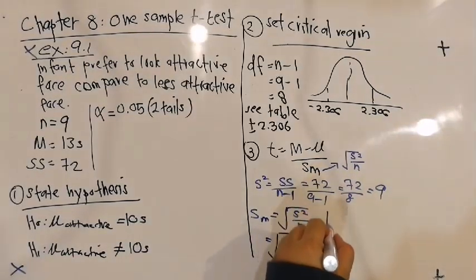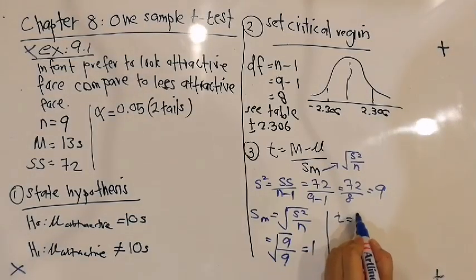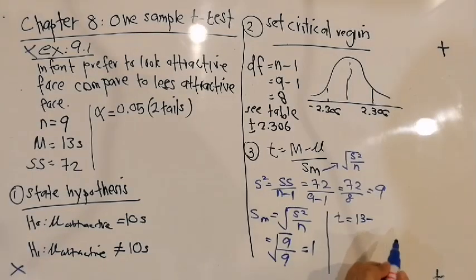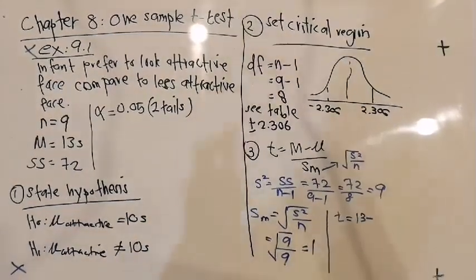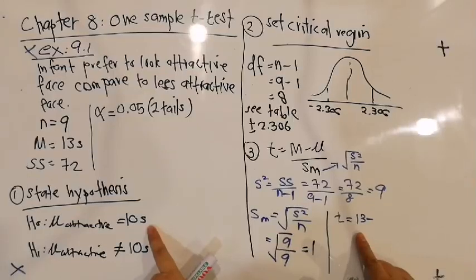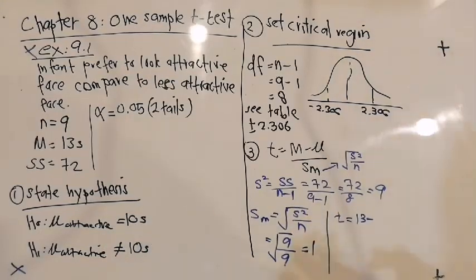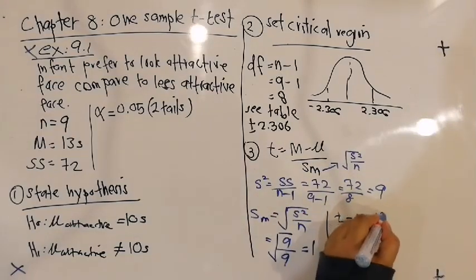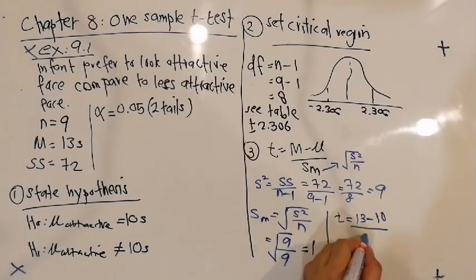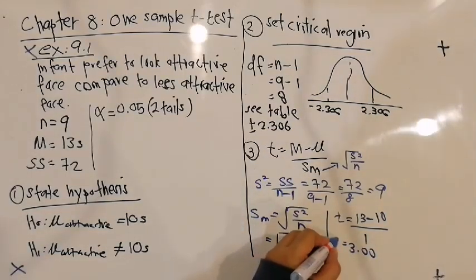Alright, so here t equals 13 minus, okay, so M minus mu. So mu is what? Mu is this 10 seconds, right? Because they give us the average of the attractive faces under 10 seconds. So you have to minus 10, over sM which is 1. So the answer is 3. Okay, so this is your t.